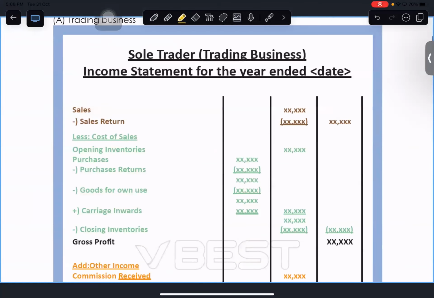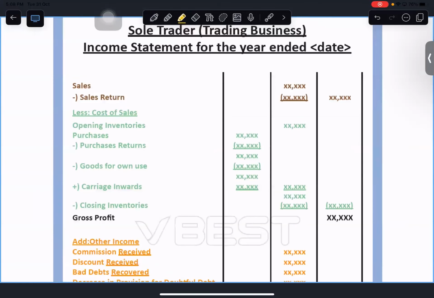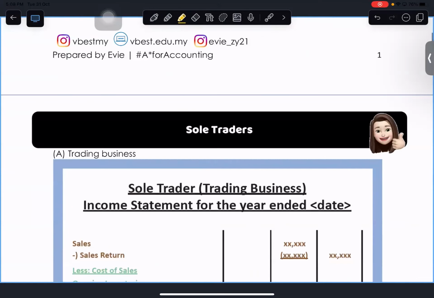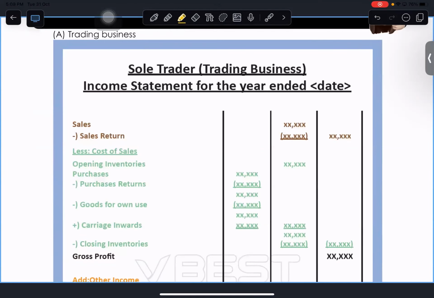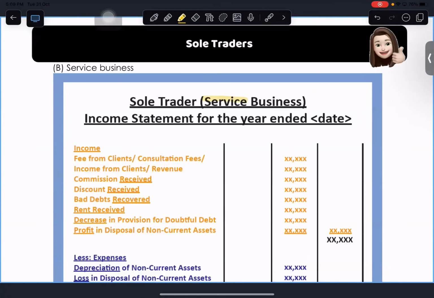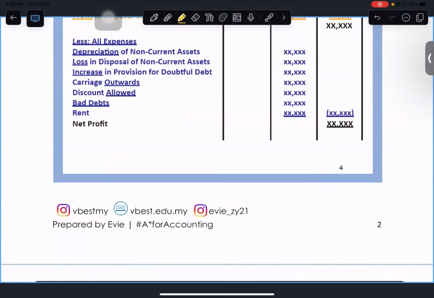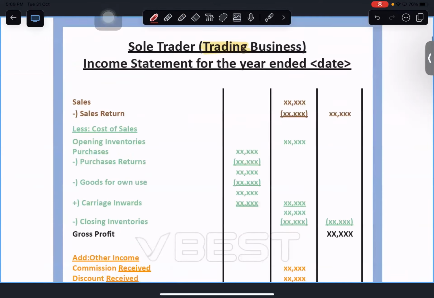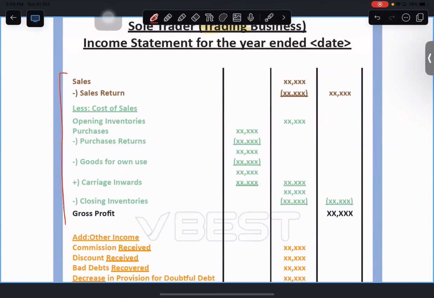Then at the back, all is just format. For the income statement, you have to be careful because you have two types of company. First one is your trading business. Second one is your service business. These two are different. For a trading business, you have a section from your sales until gross profit. This one we call the trading section.